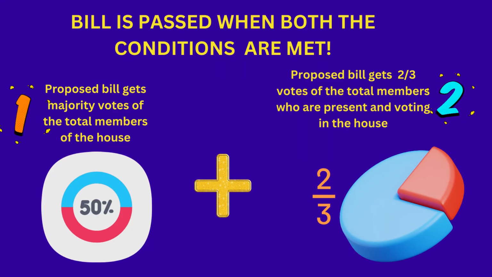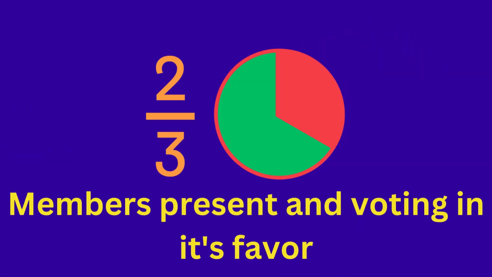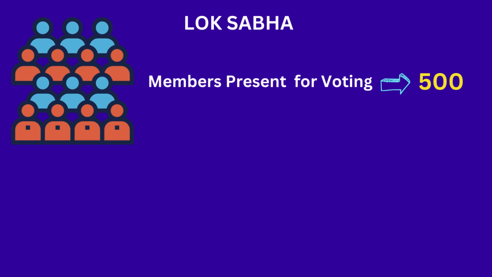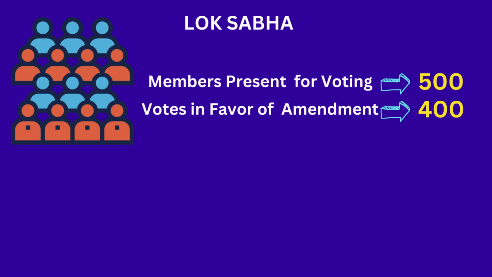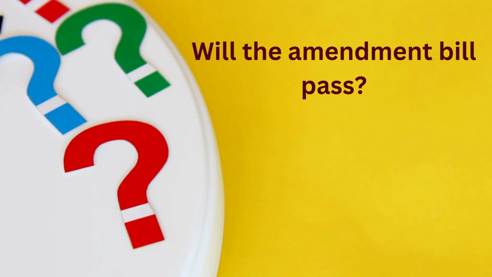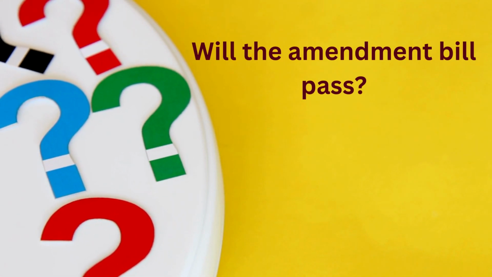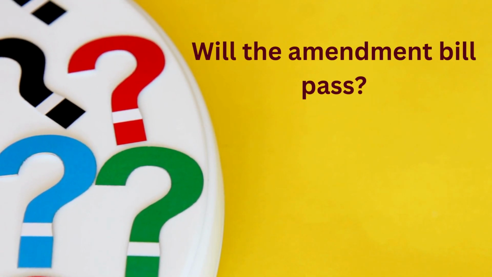There is another very important condition, that is, at least two-thirds of the total members who are present in the House and voting for the bill must vote in its favor. Let's understand this with clarity with the help of two examples. Let's take out of 545 members, 500 members were present in Lok Sabha for voting and 400 members voted in its favor. Now let's see whether the number of votes passes the criteria laid down in Article 368 or not.